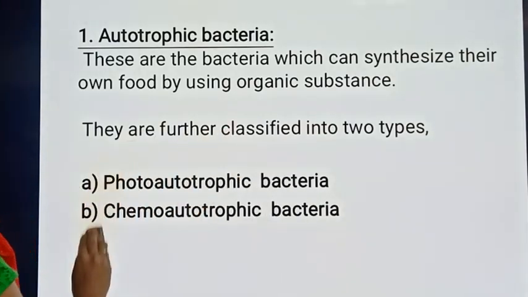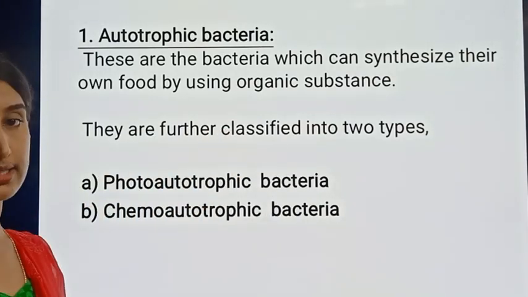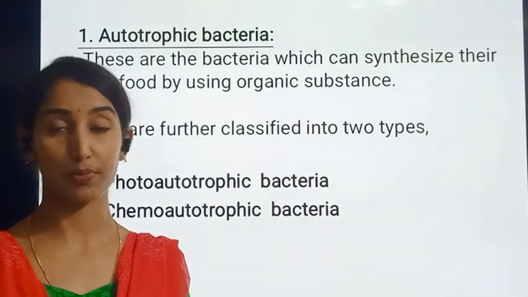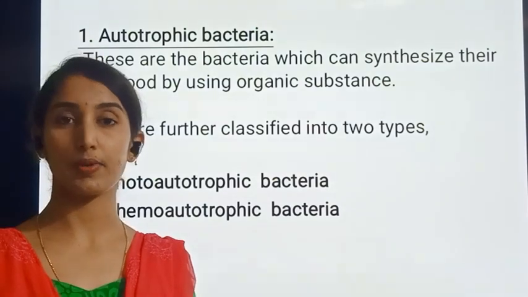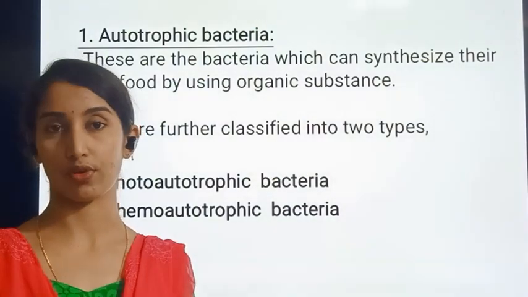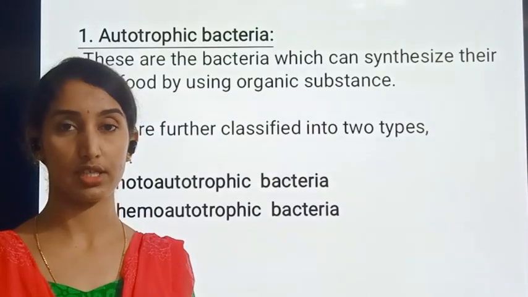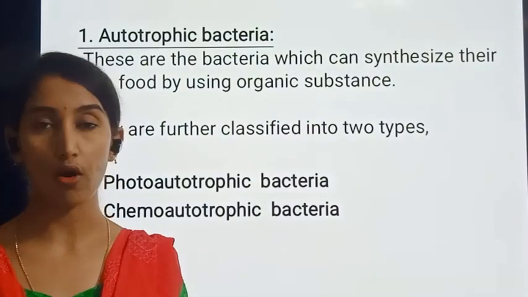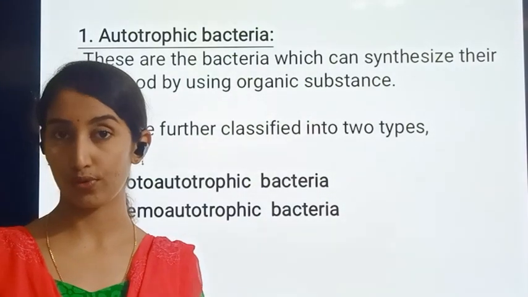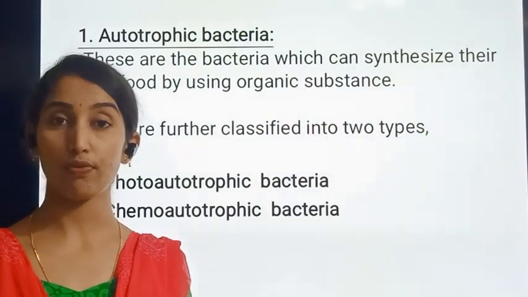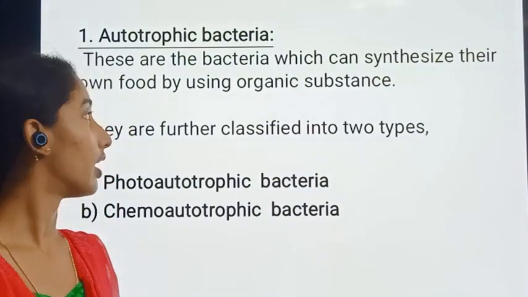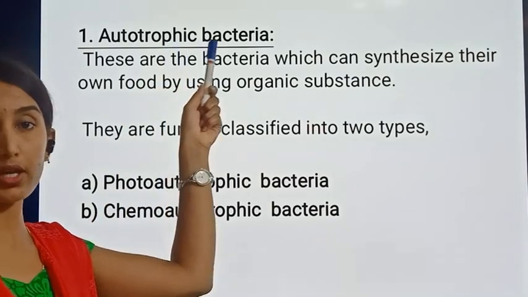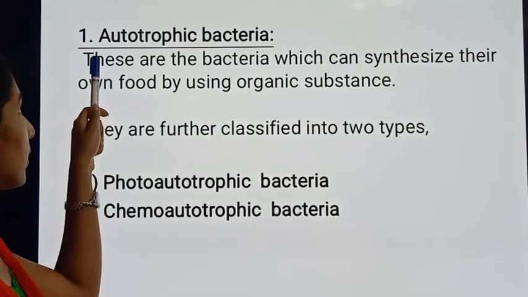Let me take the first one, autotrophic bacteria. The name itself is telling, autotrophs. These bacteria are not depending on any other type of organism for their nutrition. Instead, these bacteria are capable of synthesizing their own food. They are capable of manufacturing their own food. So such bacteria are called autotrophic bacteria.